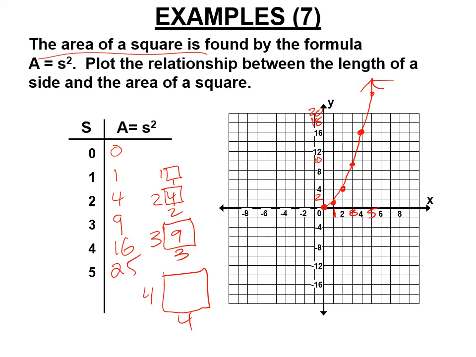And the area gets bigger and bigger, but we don't have any negatives, so we don't have this side of the parabola. But this is half of a parabola. It is, and we know that because there's a square there. It doesn't have to be x squared. In this case, it's the side squared.